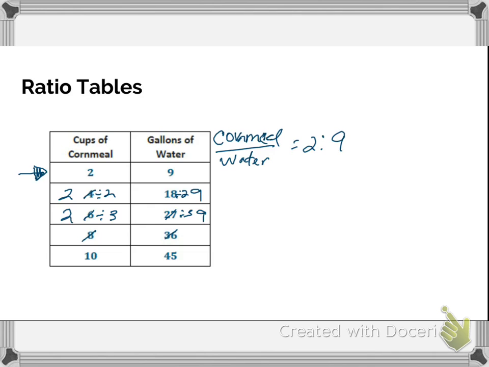8 and 36 can both be divided by 4. And we still have a 2 to 9 relationship. And lastly, 10 and 45 can be divided by 5, and we end up with a 2 to 9 relationship. So these are all equivalent ratios because they share the same 2 to 9 relationship.